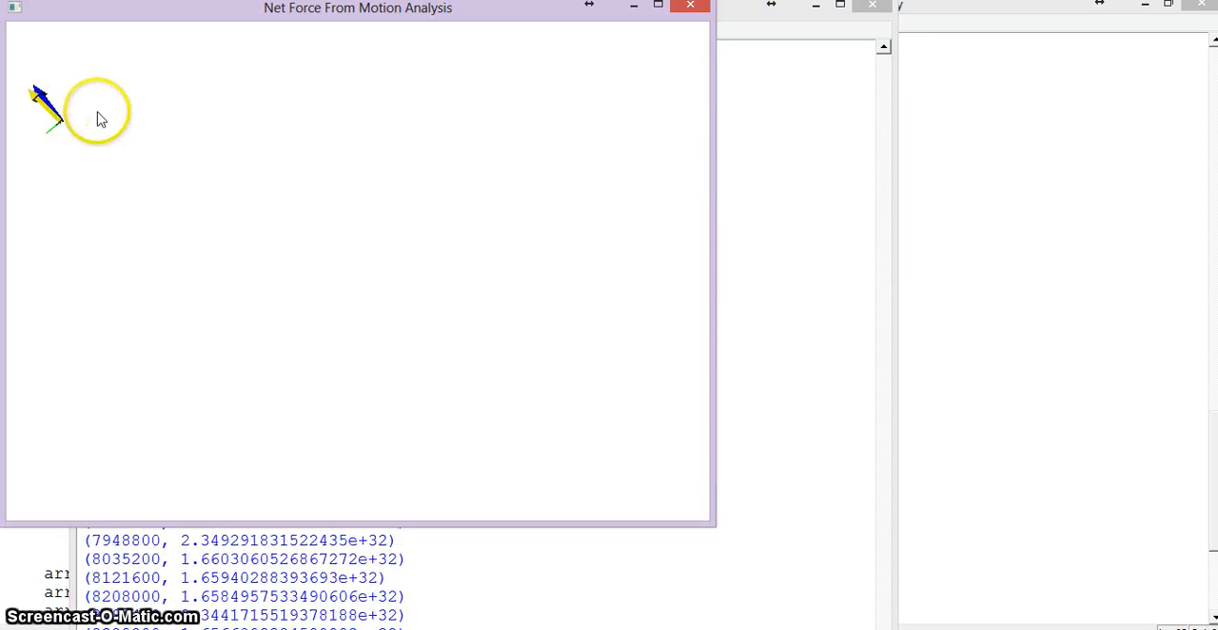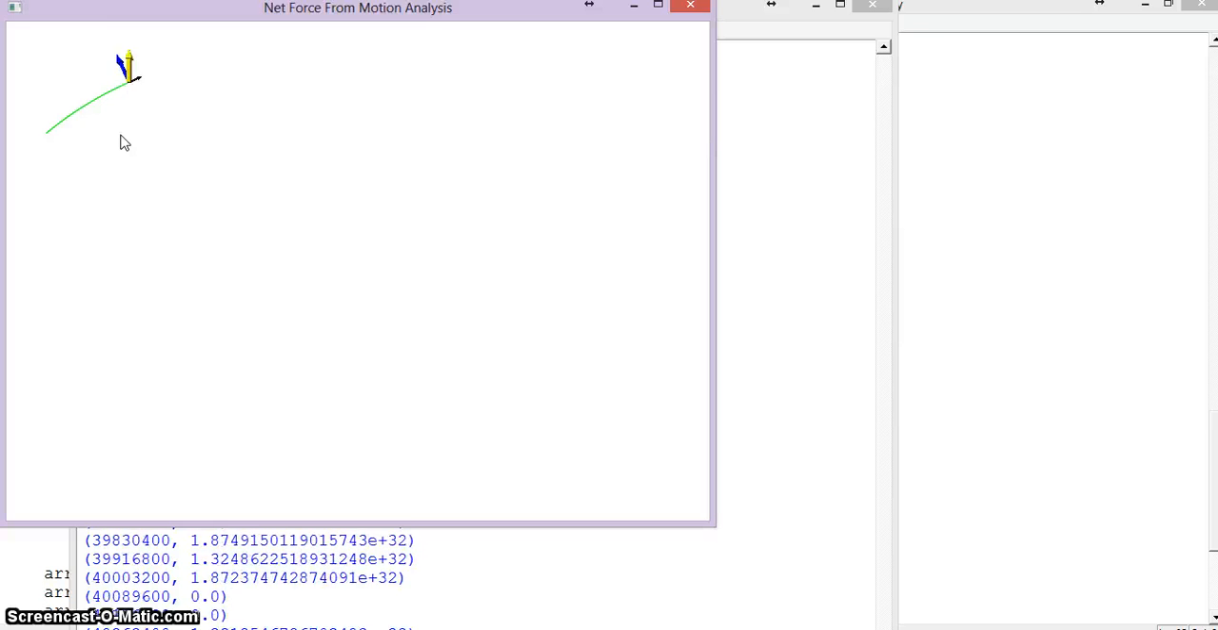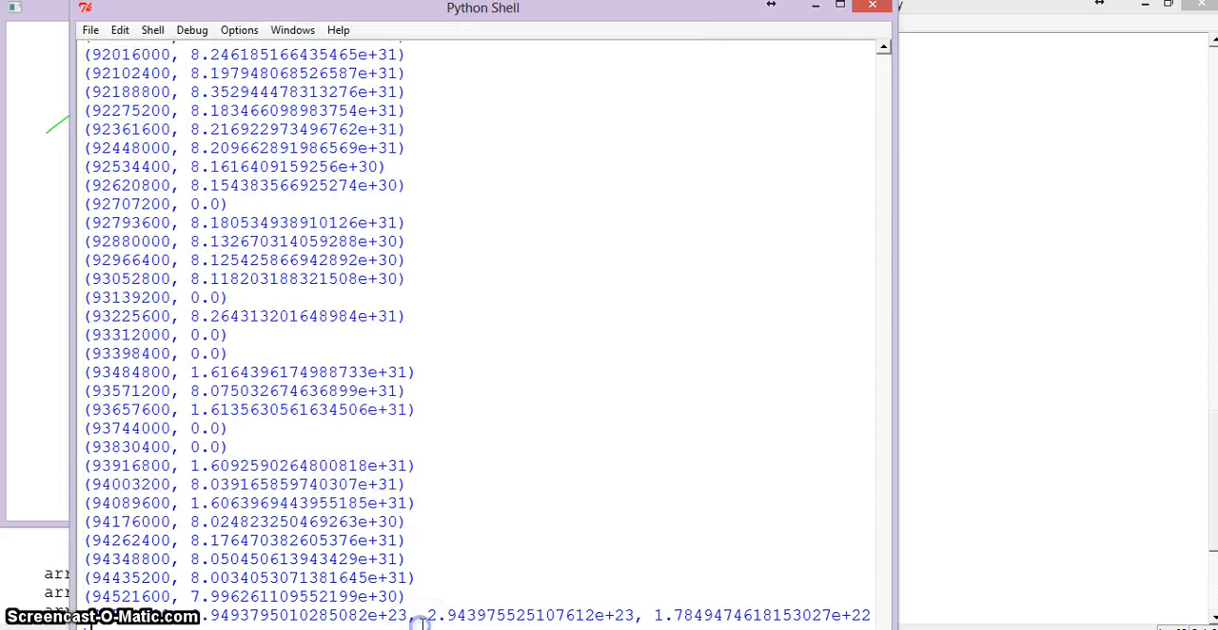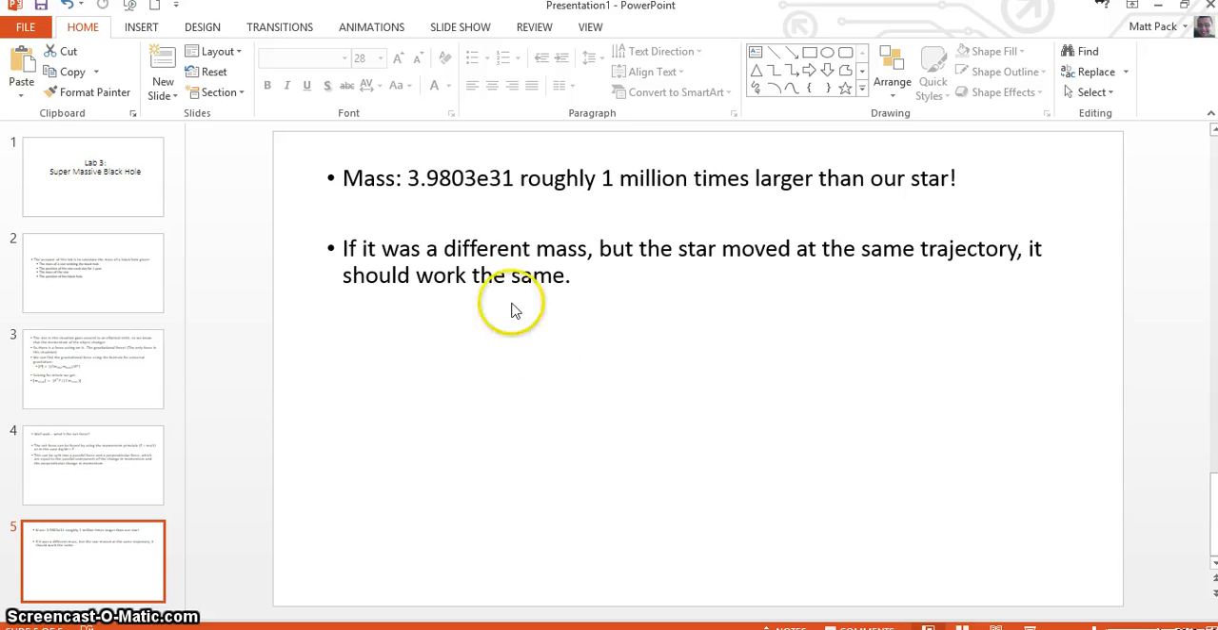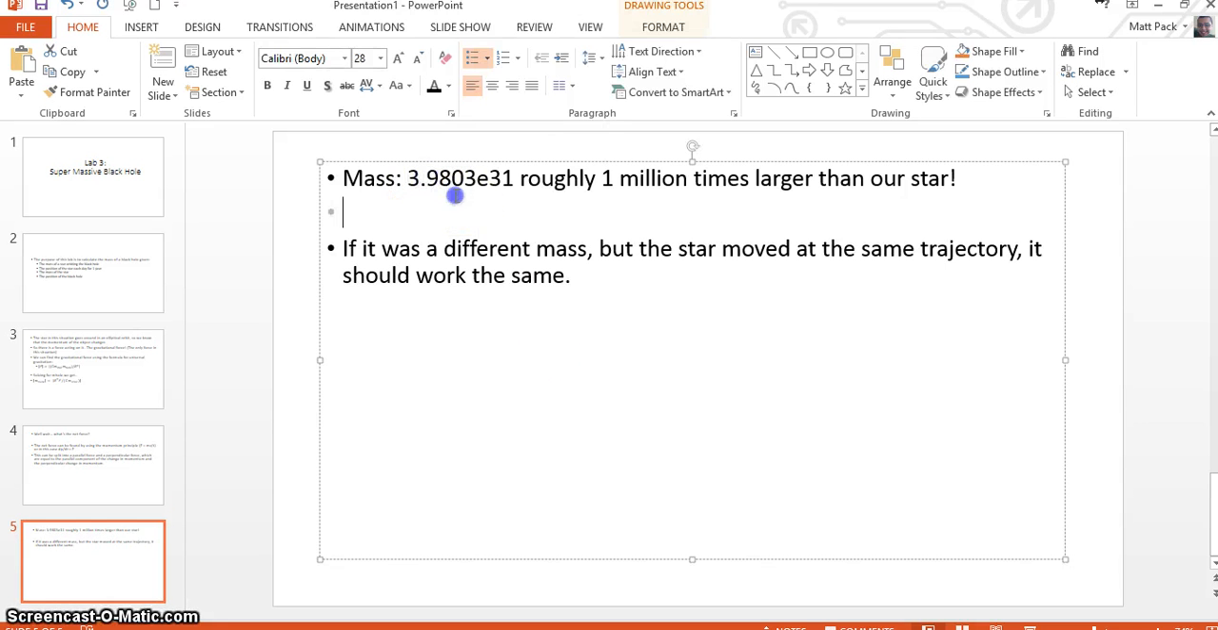this giant mess of, oh, look at all these forces changing at all this time. You can see the arrows moving, and the black hole is going to be about where my mouse is, and it's going to move for about a year, and it completes about a fourth of the orbit, about now, I think. I think it's done. Okay, and we get that the final mass of the black hole is roughly 3.9803 times 10 to the 31st kilograms, which is roughly 1 million times larger than our star.